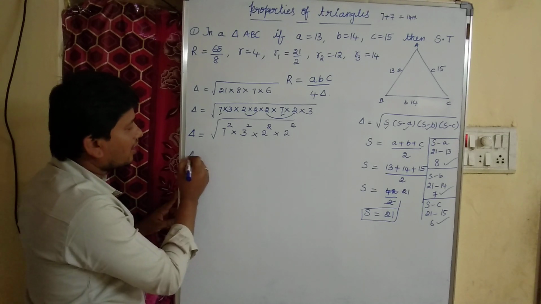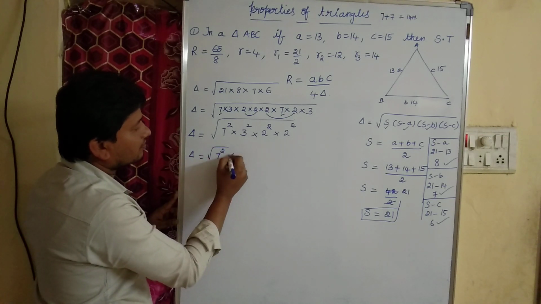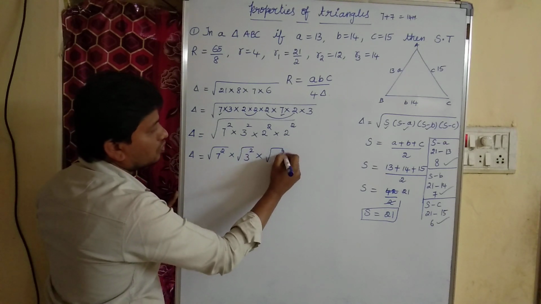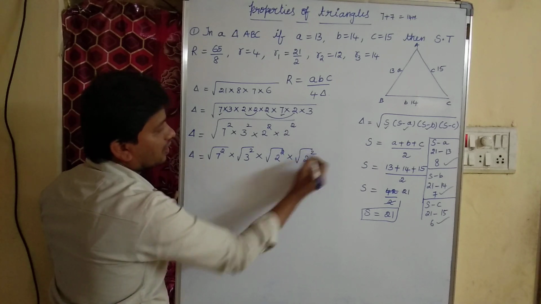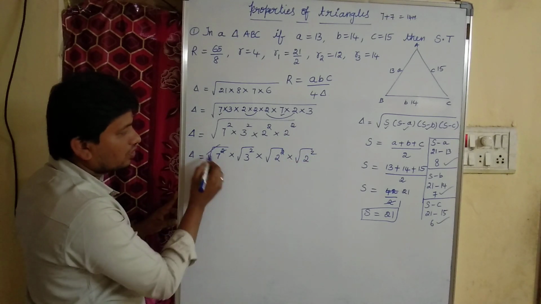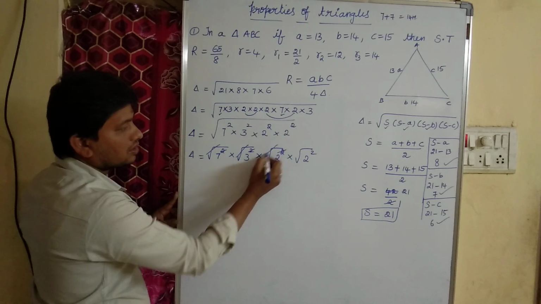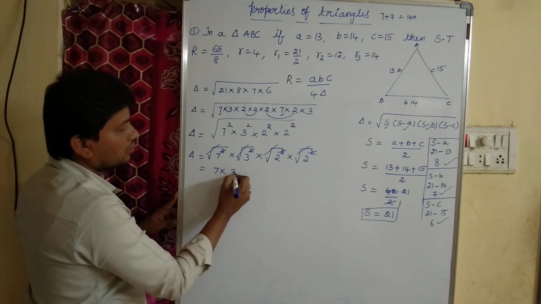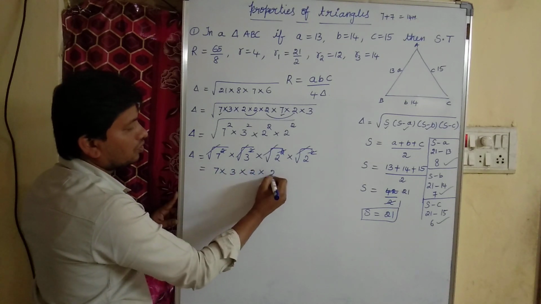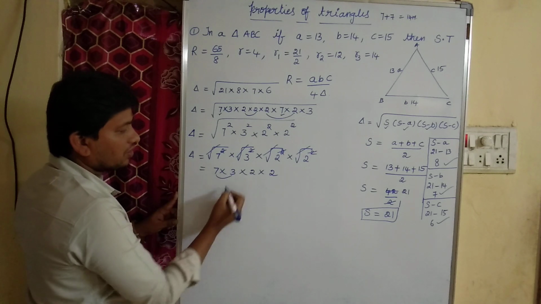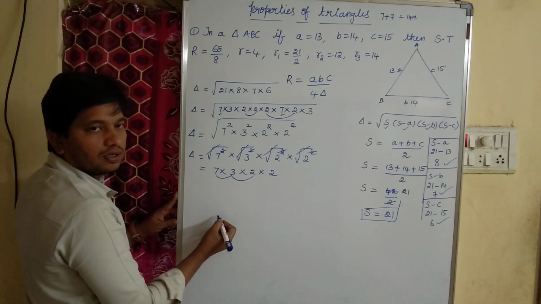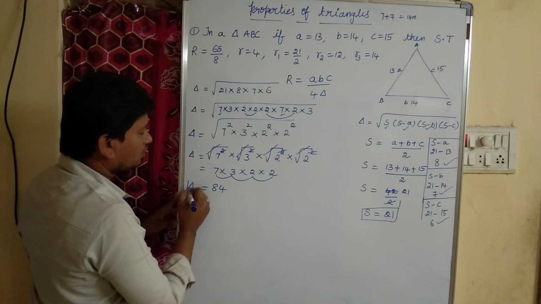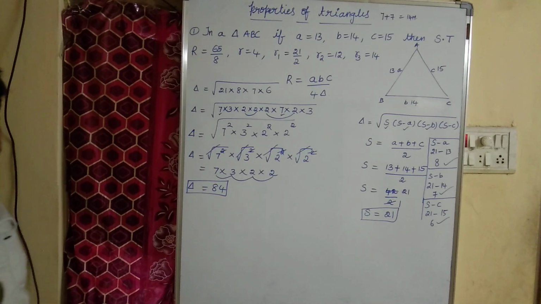Okay, so this I can write as root 7 square into root 3 square into root 2 square into root 2 square. So that square root cancel, square root cancel, square root cancel, square root cancel. So 7 into 3 into 2 into 2. 7 3 is 21, 21 2 is 42, 42 2 is 84. So we got delta value which is equal to 84.